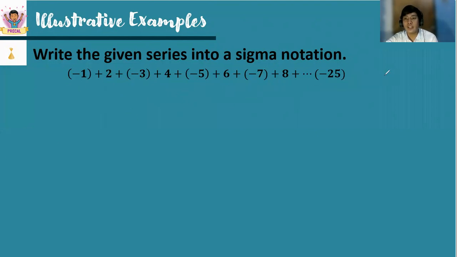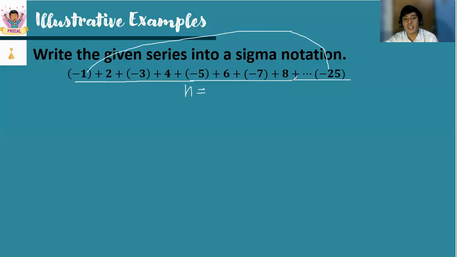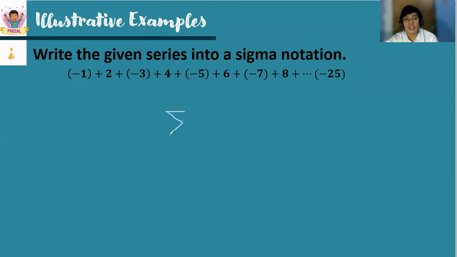So how do we deal with alternating signs? First, we have to determine how many terms we have in this given series. Obviously, from -1 to -25, we will have an upper bound, which is 25. So we can write it as the summation, and the upper bound is 25. And of course, our index I starts with the lower boundary 1.